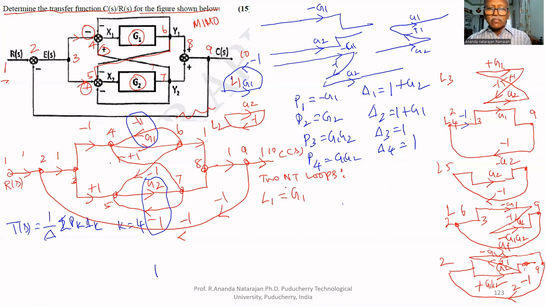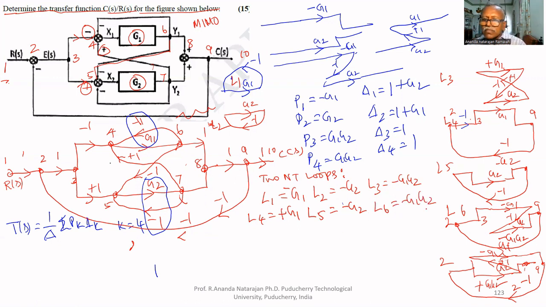L1 equals minus G1. L2 equals minus G2. L3 equals minus G1 G2. L4 equals minus G1. L5 equals minus G2. L6 is plus G1, because G1 is minus, this is minus, that's why plus G1, minus G1 G2. L7 equals minus G1 G2.